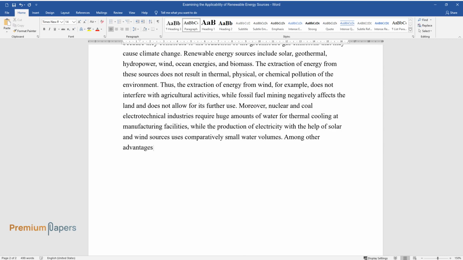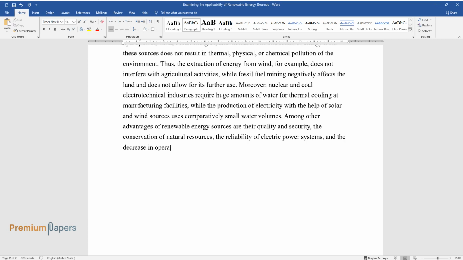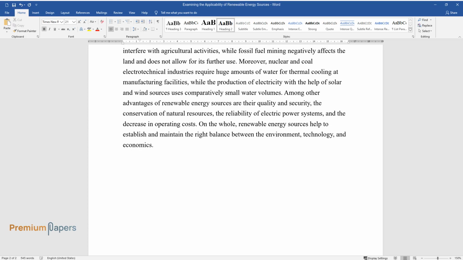Among other advantages of renewable energy sources are their quality and security, the conservation of natural resources, the reliability of electric power systems, and the decrease in operating costs. On the whole, renewable energy sources help to establish and maintain the right balance between the environment, technology, and economics.